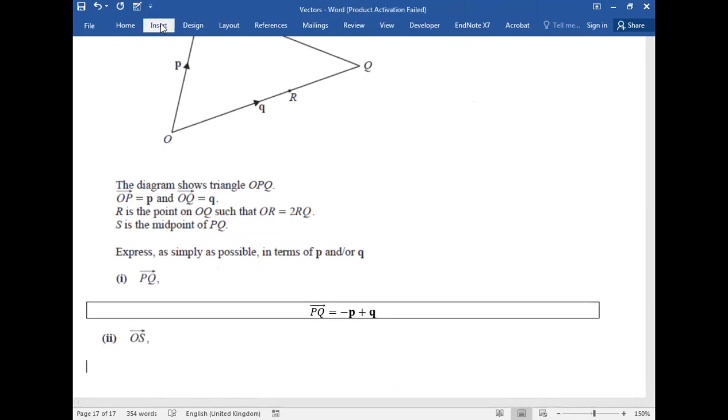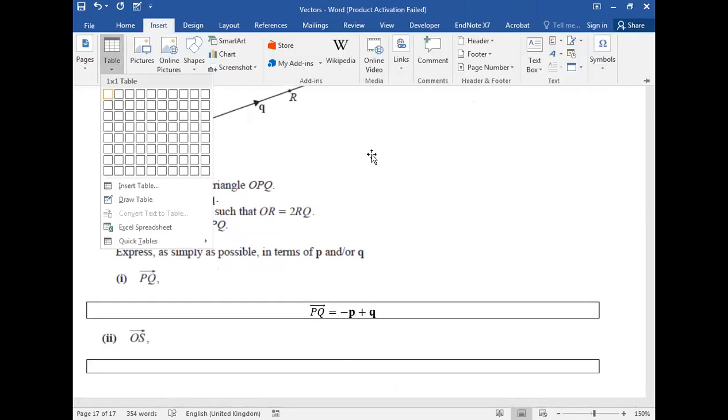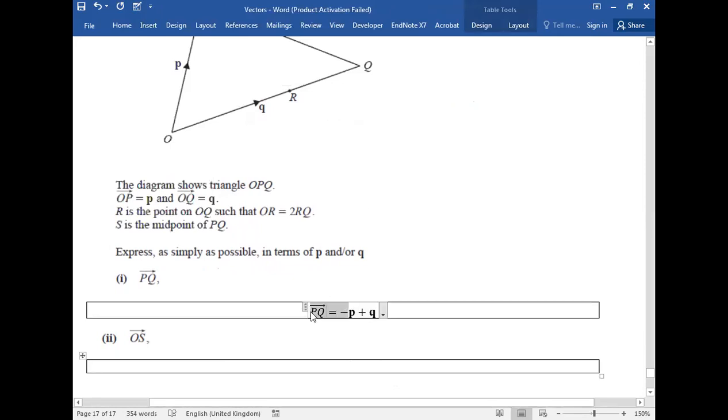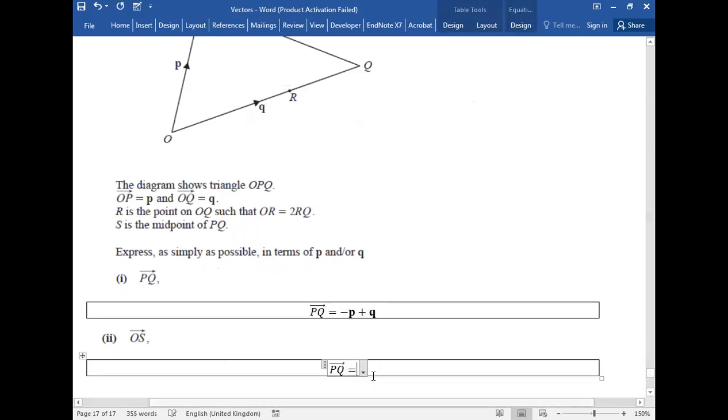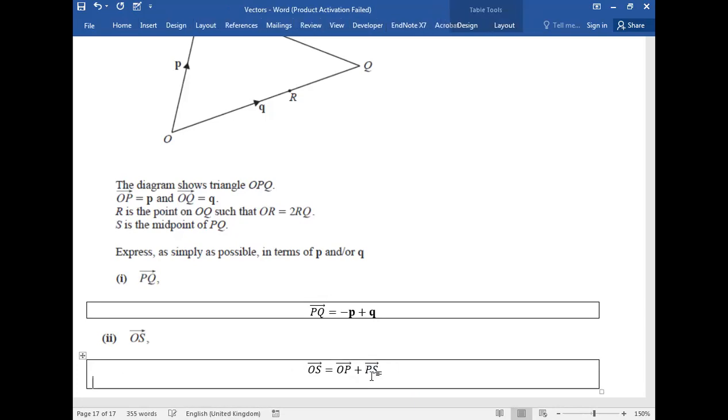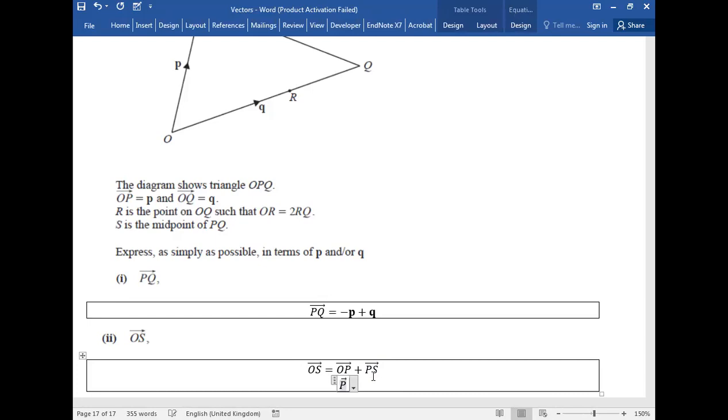OS. O से अगर S जाना है तो OS is OP. Okay, OP plus PS. Okay, so you already know OP. वो तो पता है हमें, तो लिख देंगे. What about PS?